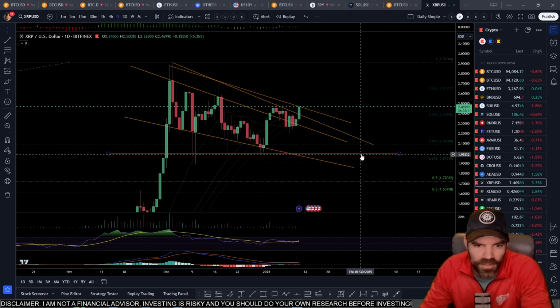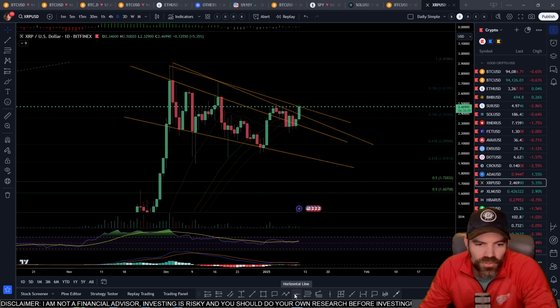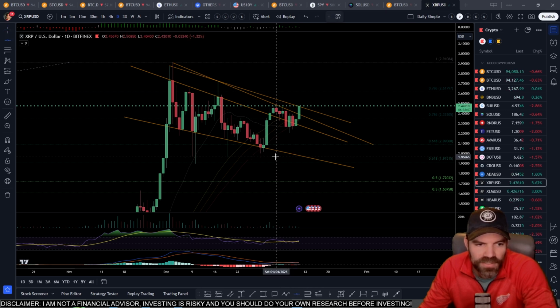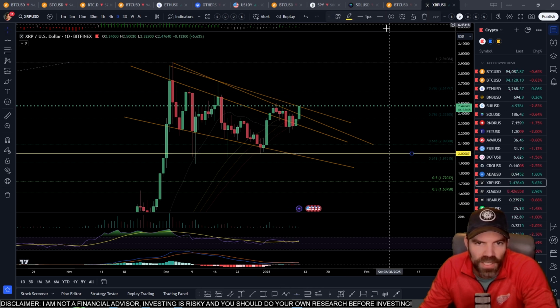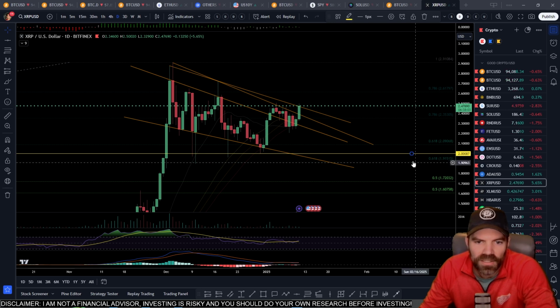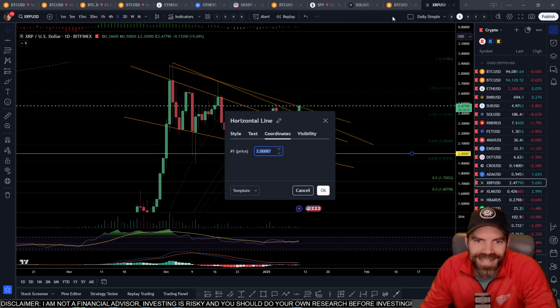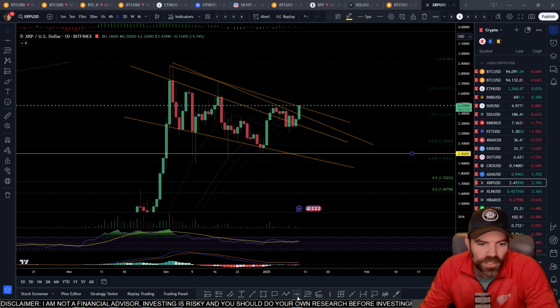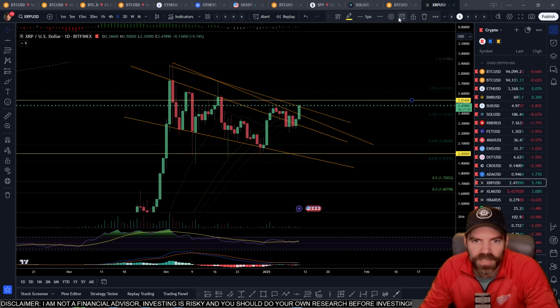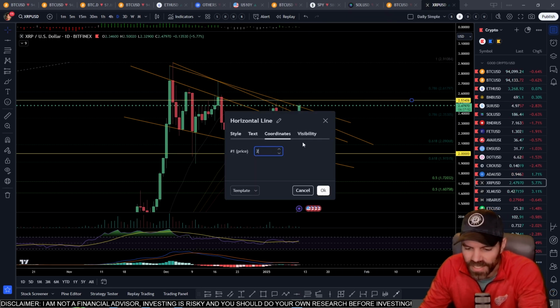Let's do it a little bit better way. You can actually just use this horizontal line. That's a little bit easier here. So if I put a horizontal line, I'll just leave it as yellow. I'm going to hit settings and this is going to be exactly 2. I'm going to draw another one up here. I'm going to hit settings and I'm going to put it at exactly 2.5.